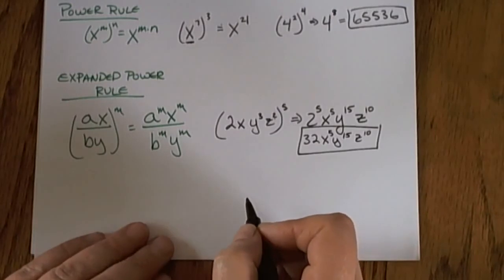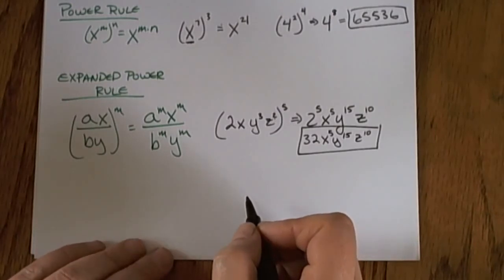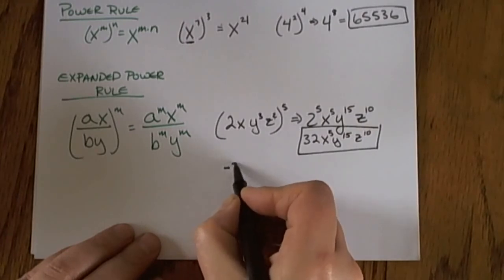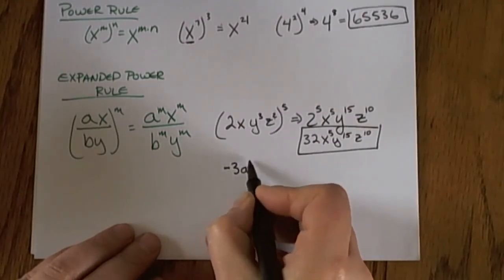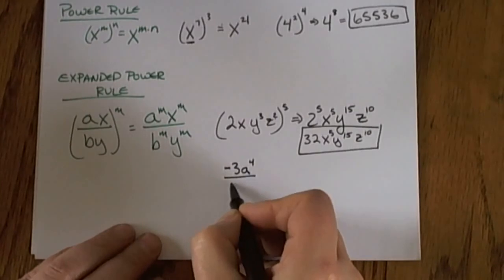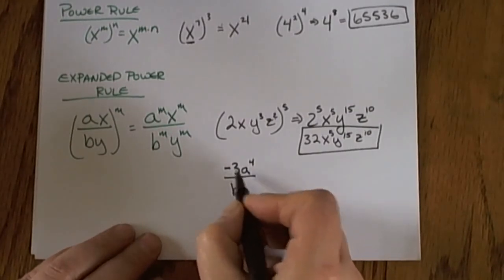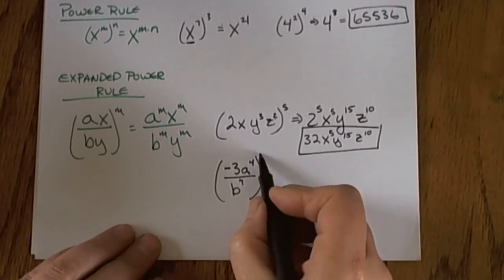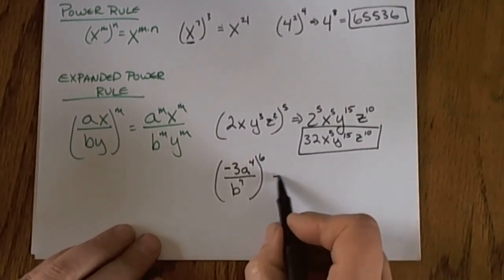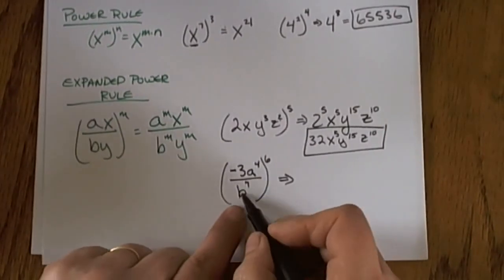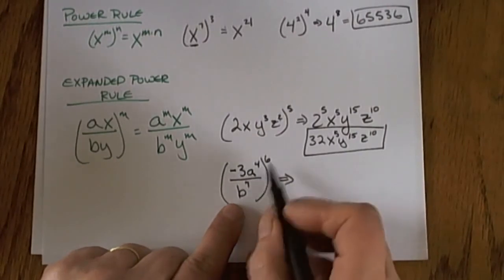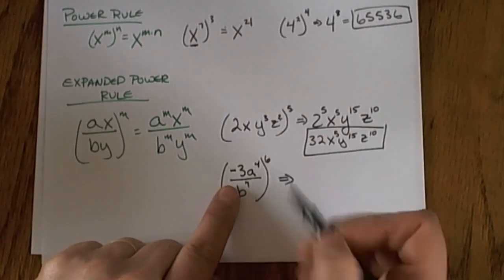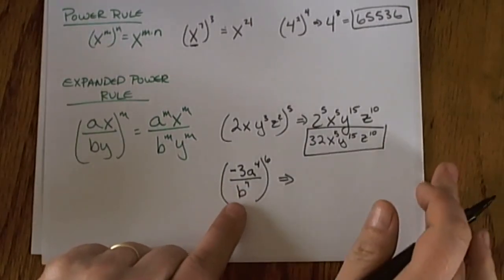Let's look at one more example of the expanded power rule. We'll look at one that has a fraction. Say we have negative 3a to the 4th over b to the 7th. And let's take that all to the how about 6th power. So again, each of the factors inside is going to be taken to that 6th power. If I have a negative to an even power, that's going to give me a positive answer.